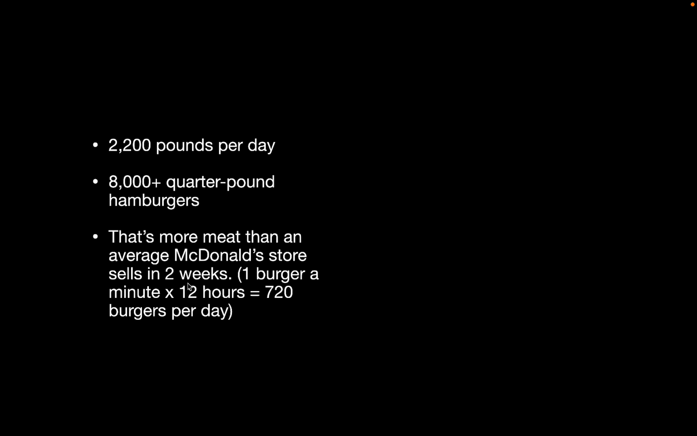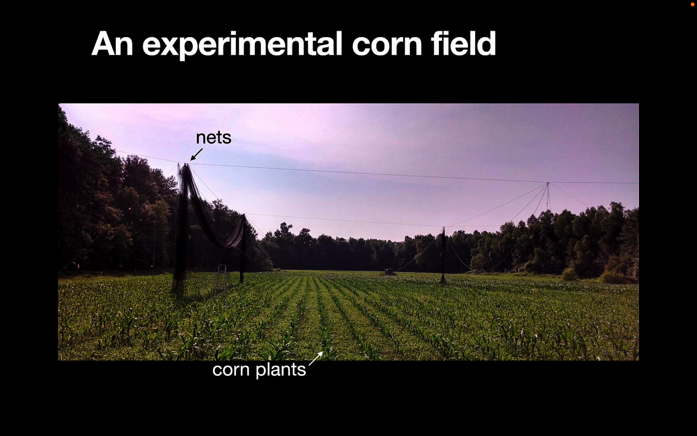So it would take 2 weeks for a McDonald's to flip enough burgers to feed that colony what it eats each and every night. So that adds up to a lot of pests being eaten. How many? Well, let's take a look at this experimental cornfield.